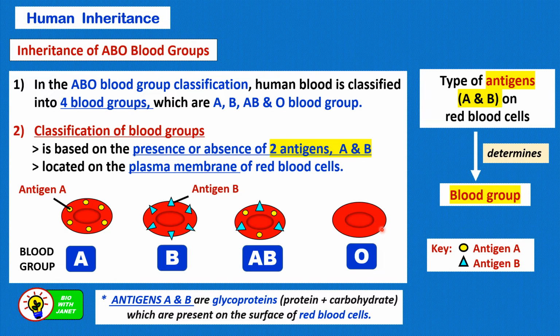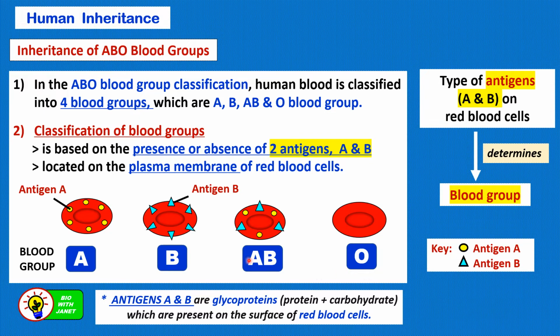Then lastly, there's another category in which the red blood cells do not have antigen A or antigen B. Looks quite empty, right, in this case. So they are classified as having blood group O. The O is like a kosong, 0. No antigen A or B.